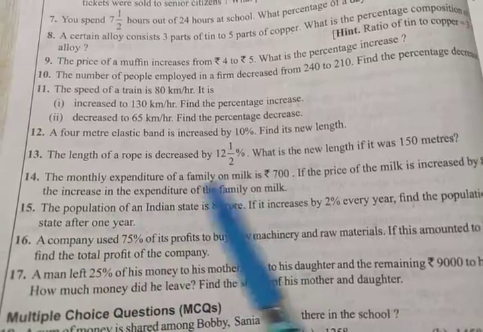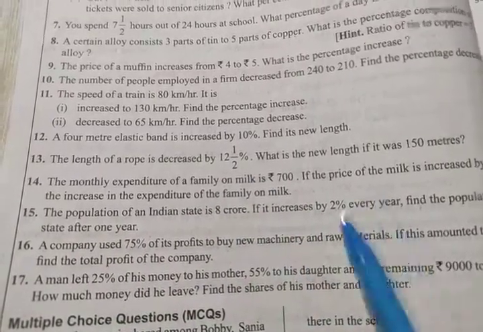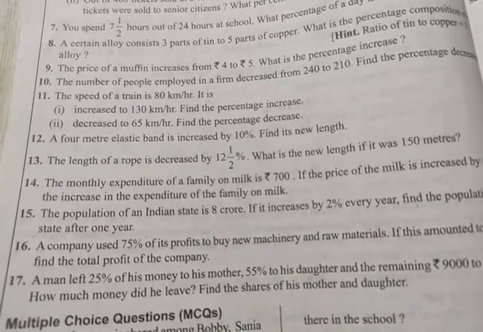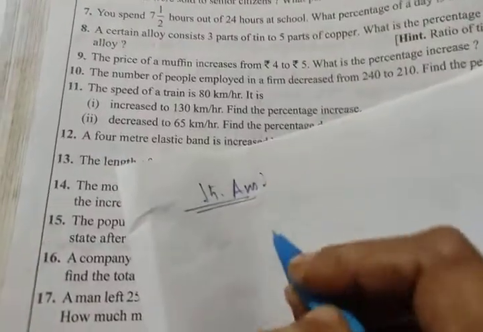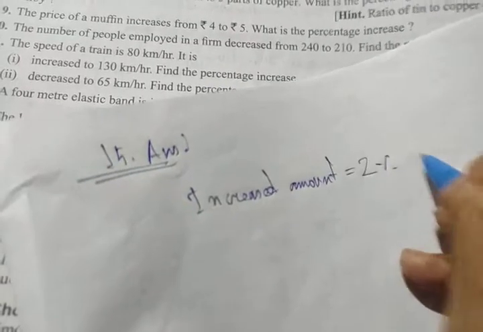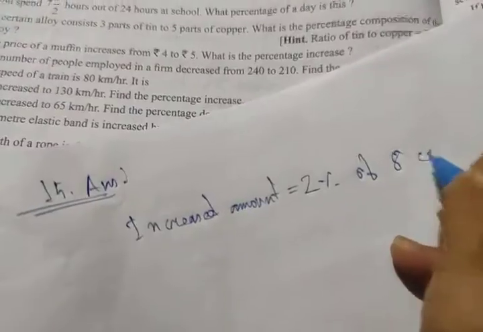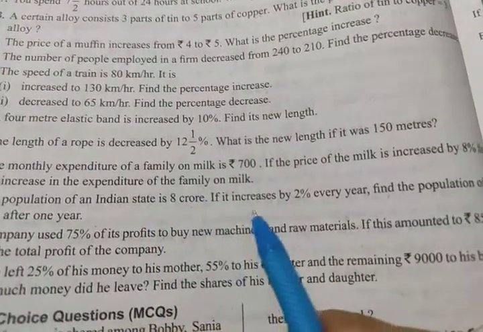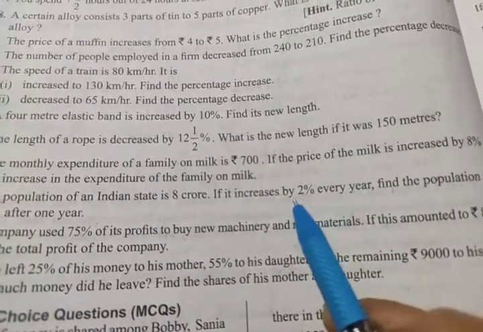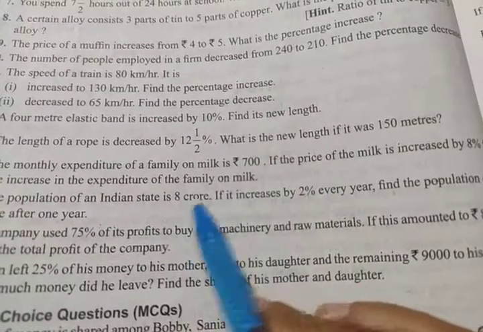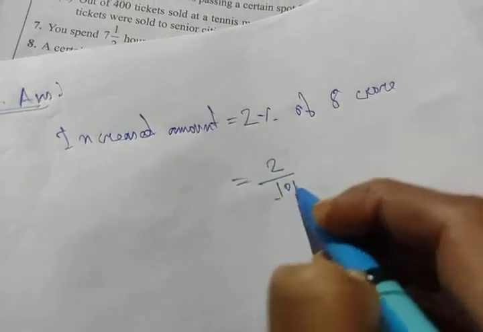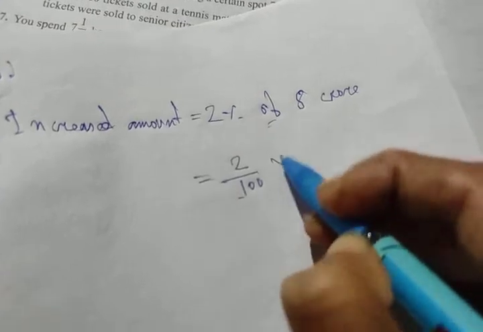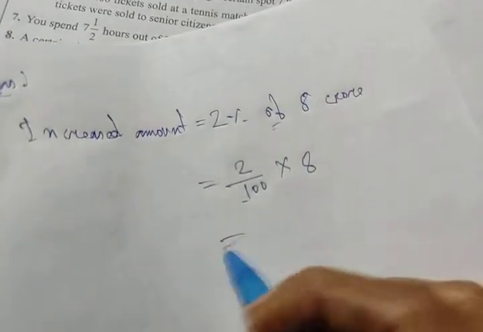So see, population is given as 8 crore. It is increased by 2% every year. So 2% of 8 crore. So what will be the value of 2% of 8 crore? First calculate the increased amount: 2% of 8 crore. I think this is clear now. Initially it was 8 crore. It is increased by 2% every year. So 2% of the total number, 2% of 8 crore. So 2%, that means what? 2 by 100. What is the meaning of multiplication into 8? Okay, 2 by 100 into 8.